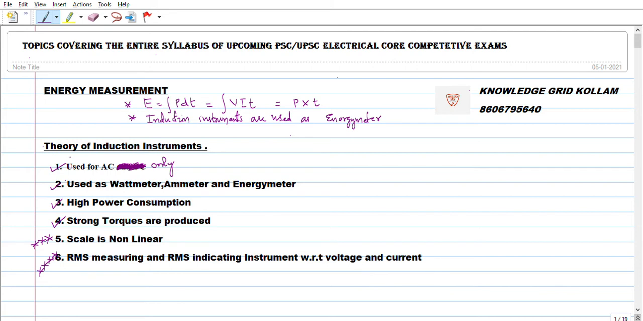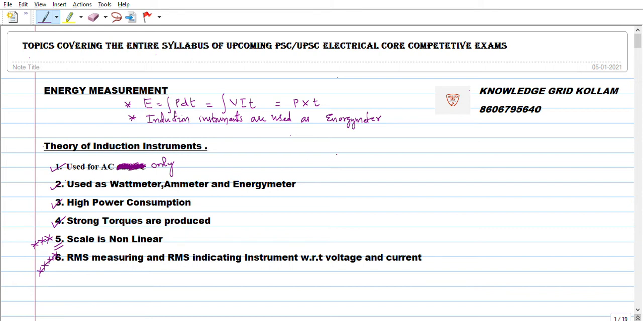Then the problem with the induction instruments is that it is a high power consumption instrument, and the torque produced by induction instruments is very strong. That is the fourth point. Concentrate on point number 5 and point number 6. It's very important. That means in induction type instruments the scale is non-linear. It's a very important conclusion. And it is an RMS measuring and RMS indicating type instrument with respect to voltage and current measurement. So, points 5 and 6 are important for competitive exams: the scale is non-linear.